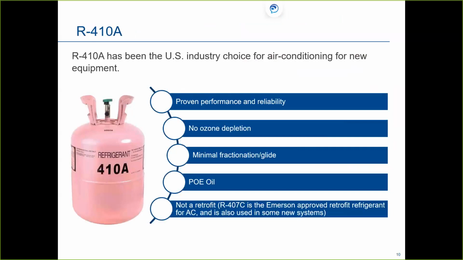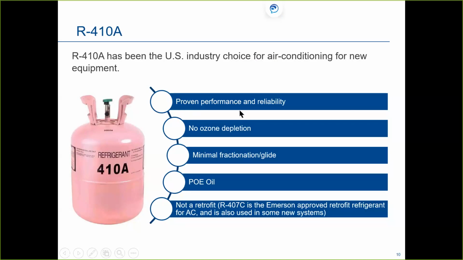410A has been the U.S. industry choice for air conditioning for new equipment for quite a few years. Even though it's a blend, it has very little glide. It has glide, but we don't talk about it. Remember, there's two components, R32 and R125. The glide in 410A is less than half a degree. It's so small we don't even discuss it. We don't really even know it's there, to be honest with you.